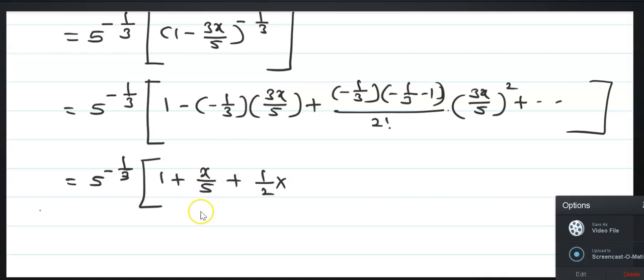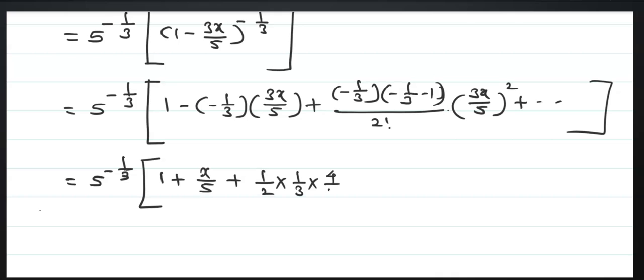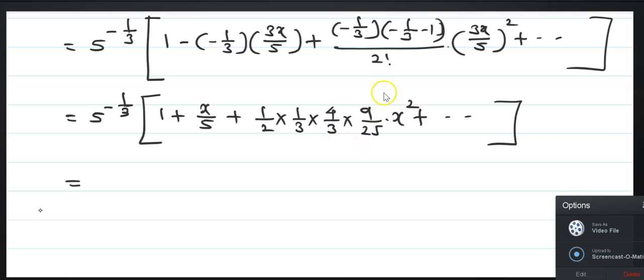You will get x upon 5 plus 1 upon 2 into 1 upon 3, 4 upon 3 into the square of this 3x upon 5, that is 9x square upon 25. Minus 1 by 3 minus 1, that is 4 by 3. Minus and minus will become plus. Overall, you will get plus 1 upon 2, 1 by 3, 4 upon 3, 9 upon 25 into x square. And in this way.